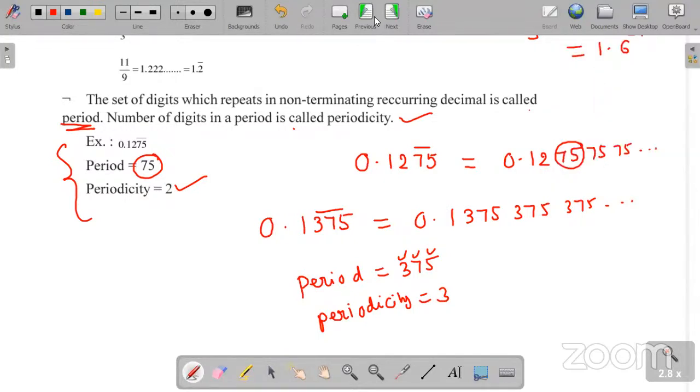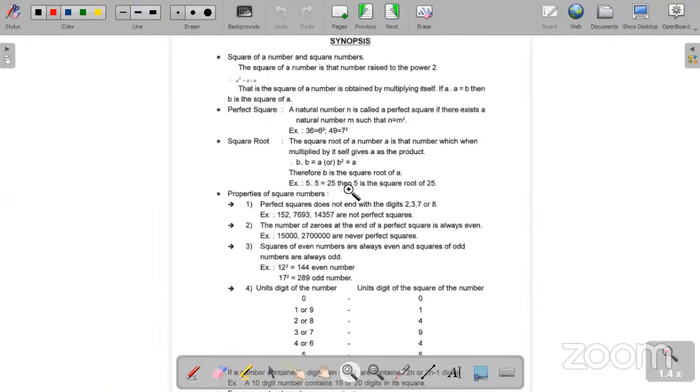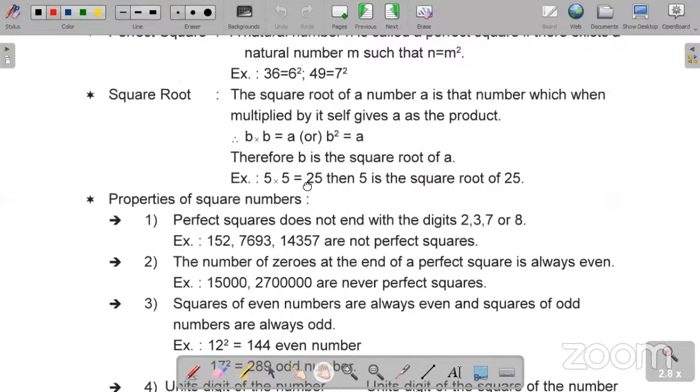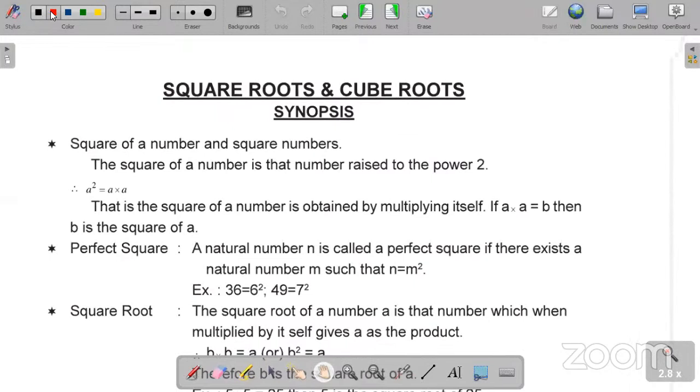Right. So let us move to the next one now. This is a very important concept. Tomorrow we shall discuss the problems. Before that, we need to discuss square roots and cube roots. This is very important. That means here we have the squares also, cubes also.